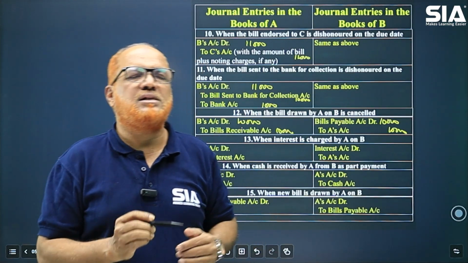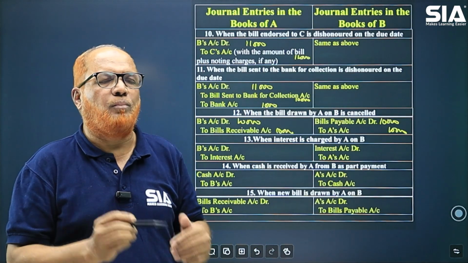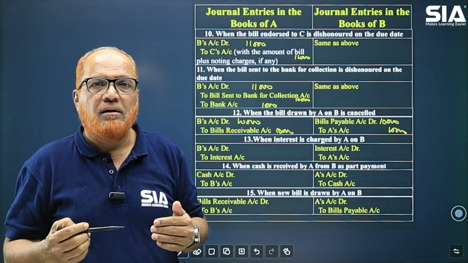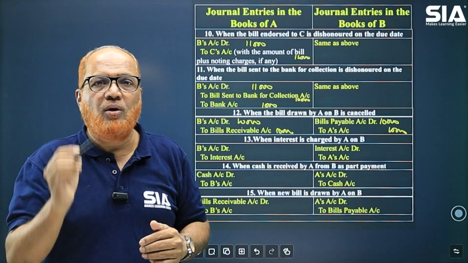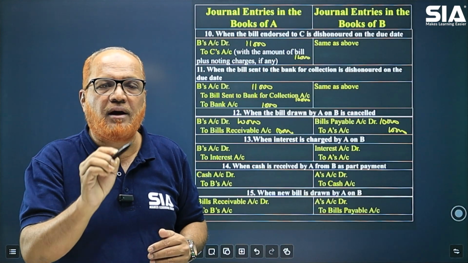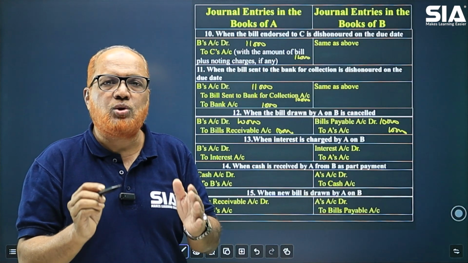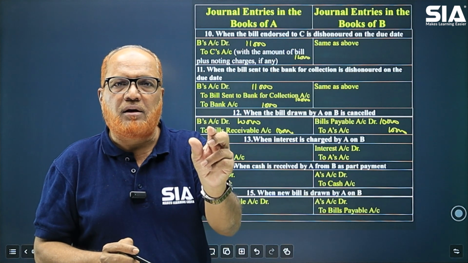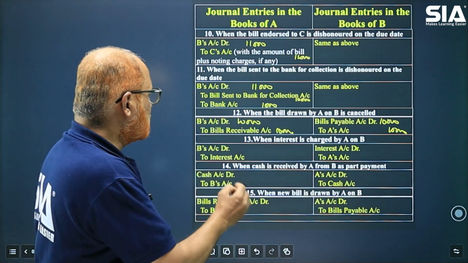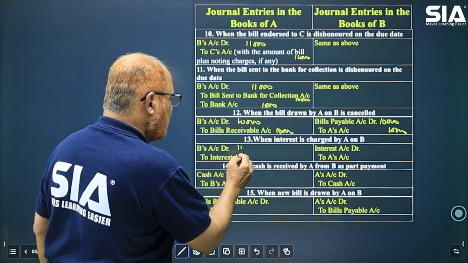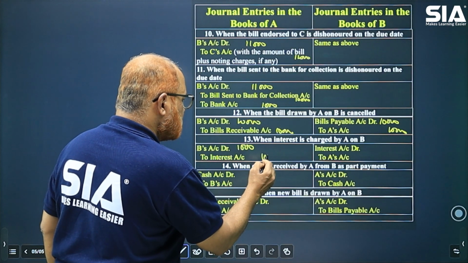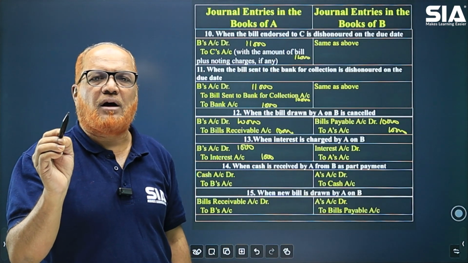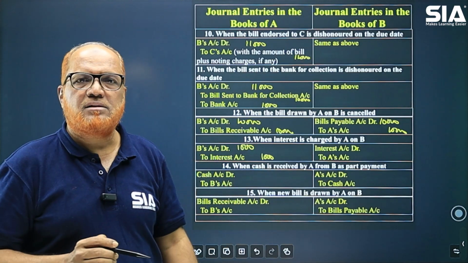Now tell me, interest is a gain or loss to whom? For example, A. For A, interest is a gain. He is charging the interest and all gains should be credited. So interest account should be credited. Entry will be B's account debtor to interest. So see here, B's account debtor 1,000 to interest charges 1,000, or any amount, 500 also you can take. So B's account debtor to interest charges.